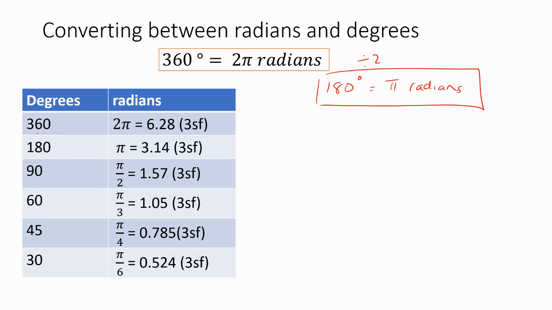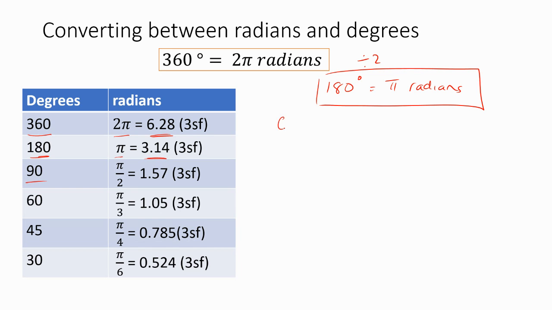Previously we looked at 360 degrees gives you 2 pi radians. 2 pi radians, if you change to decimals, gives you this number. 180 is pi radians, which is that number as a decimal, 90, and all these other ones that we did earlier. So have a look at those when you get time.